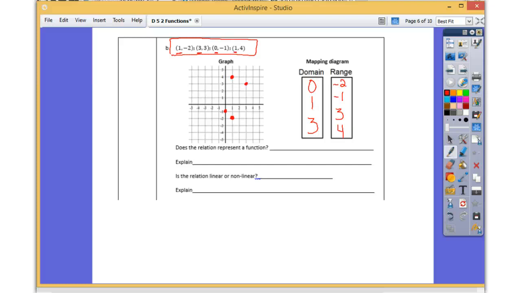All right, does yours match mine? We've got our 4 points on our graph. By looking at the graph, is this a function? Yes or no? No. Yes. Is this a function? Yes. Big old no. Why?